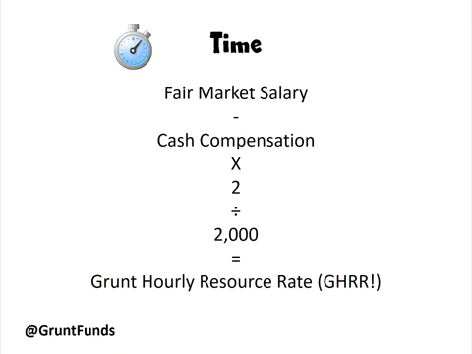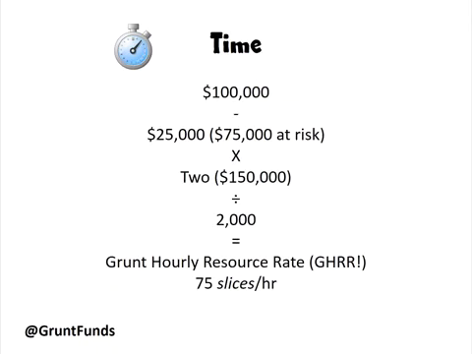So $100,000 a year salary, if I paid the person $25,000, that would mean $75,000 of his salary is at risk. Multiply by 2, divide by 2,000. That gives us a grunt hourly resource rate of 75 slices per hour. So every hour that goes by that this person invests in the company, he is contributing 75 slices to the pie. He's betting 75 slices.